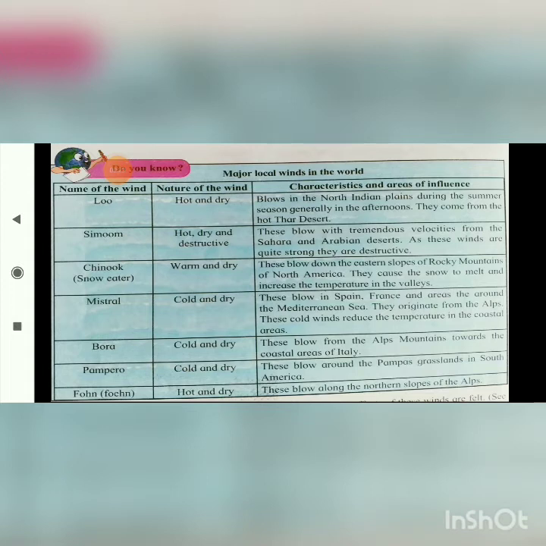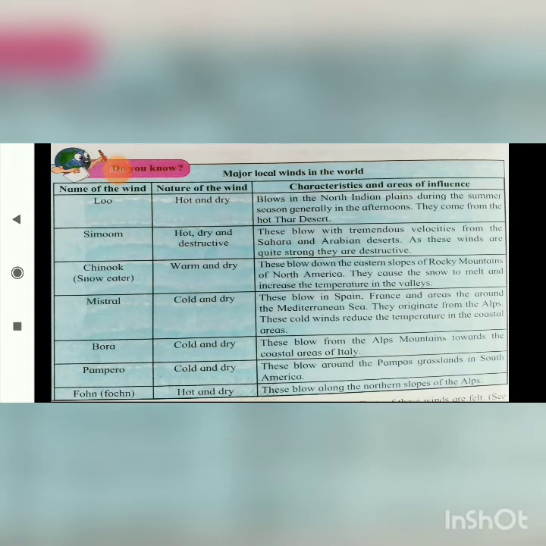Simoom. What is the nature of this kind of wind? These are very hot, dry and destructive. They blow with tremendous velocities from the Sahara and Arabian deserts. As these winds are quite strong, they are destructive.